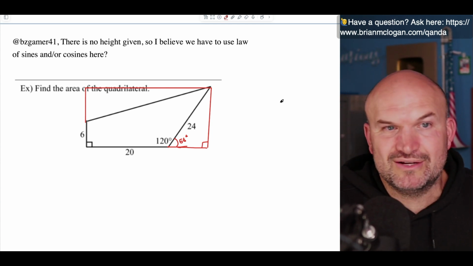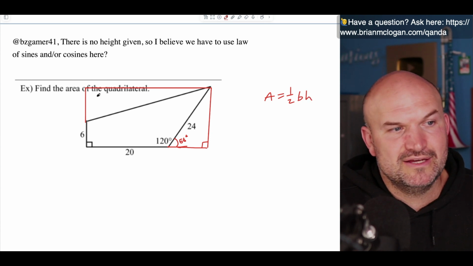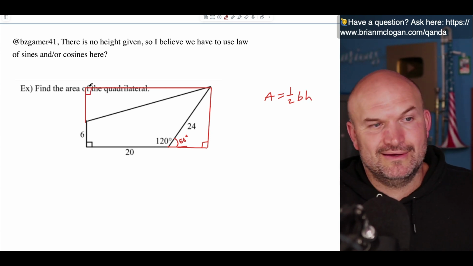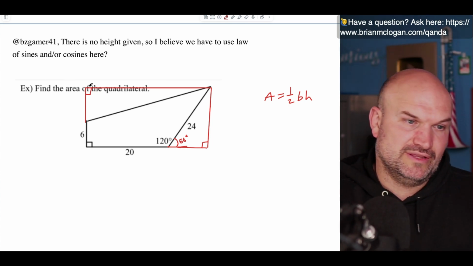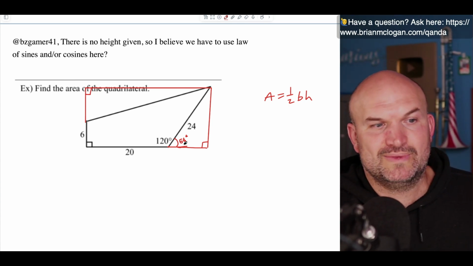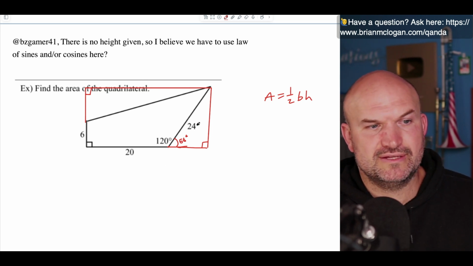Finding the area of a triangle is easy, right? Area equals 1/2 base times height. So if I have two right triangles, it'd be a lot easier to find the area of the rectangle and then subtract the two right triangles, because I don't know what this figure looks like. This looks weird.